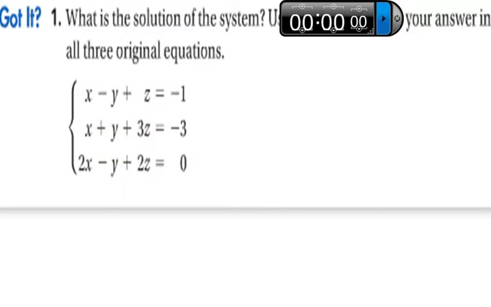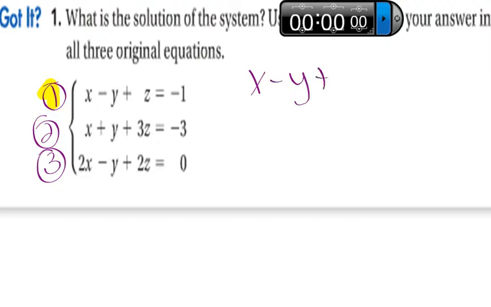So I'm going to label these 1, 2, and 3. So there's my labels for my system of equations. Now I'm going to start with equations 1 and 2, and I'm going to eliminate my y. So I'm going to take x minus y plus z equals -1, and x plus y plus 3z equals -3.